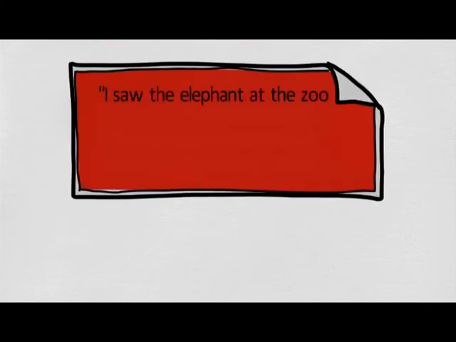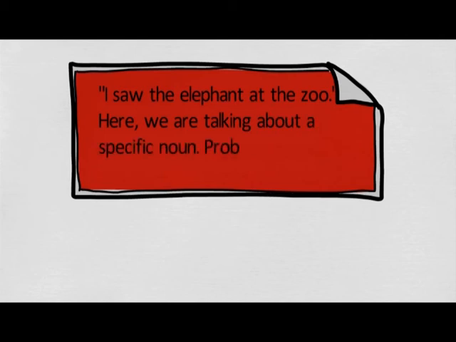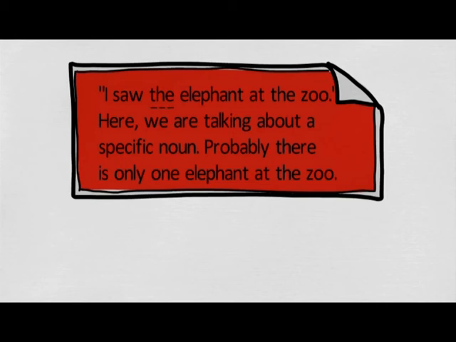I saw the elephant at the zoo. Here, we are talking about a specific noun. Probably there is only one elephant at the zoo.